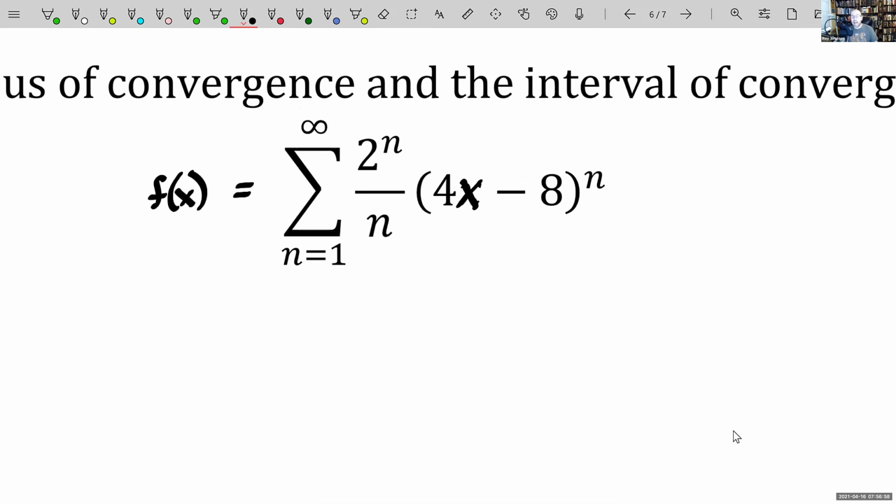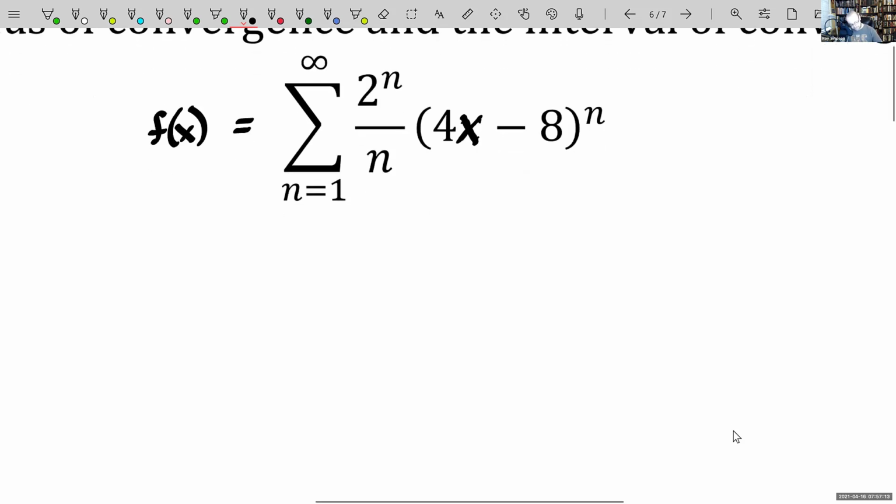So let's go ahead and use, it's not going to be the root test, even though 2 of the factors are raised to the nth power. That denominator is not raised to the nth power. So the root test is out of the question. So let's try the ratio test.